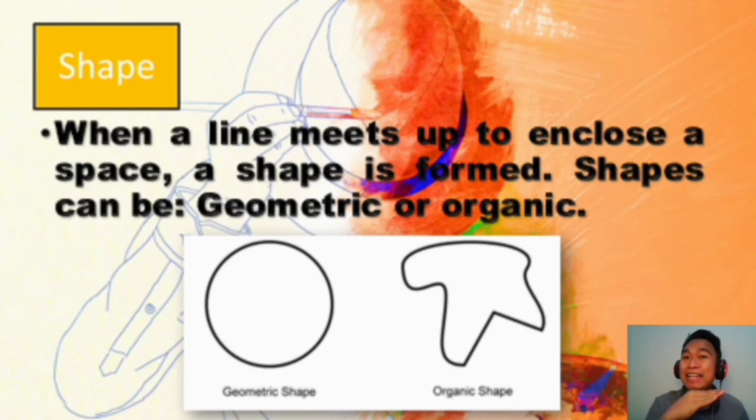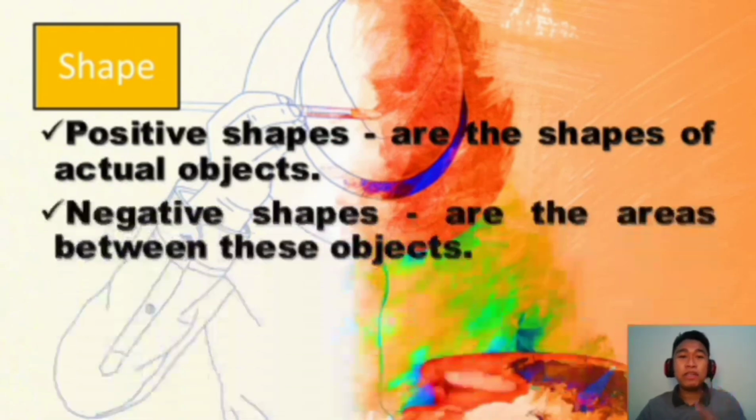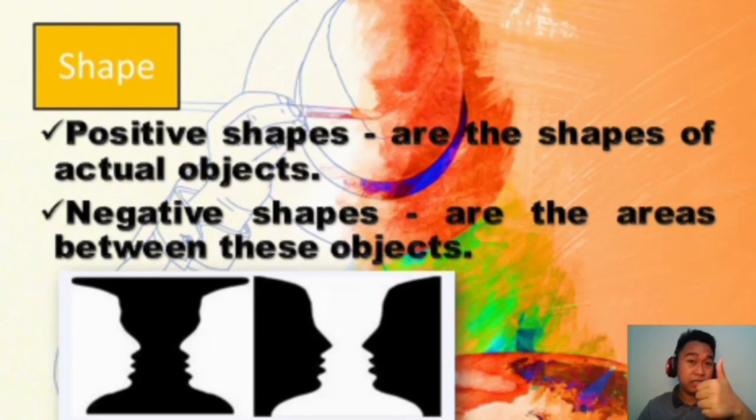So wala siyang lalim. Okay? Kaya hindi natin alam kung ano nga ba talagang itsura niya kasi shape pa lang siya. Not unless mapunta tayo sa form mamaya. Pero mamaya ko pa siya i-discuss, okay? The best way to remember the shape element is to think of an outline. So in shape, we have to consider positive shapes and negative shapes.